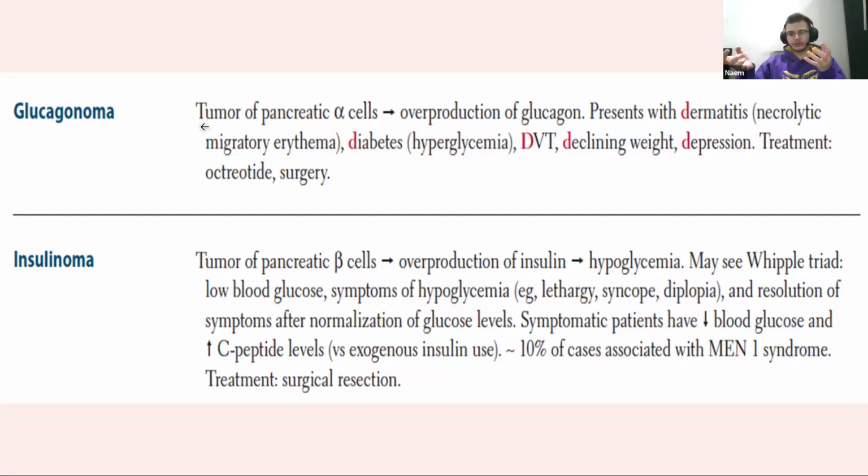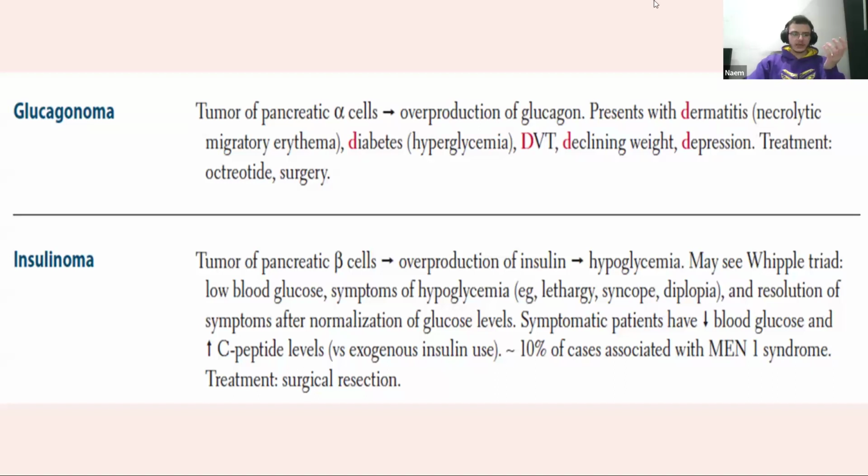Now, what does glucagon do? It increases the levels of glucose in the blood, right? So you're going to be hyperglycemic, with diabetes, DVT, declining weight, depression, dermatitis. I think what you need to know from these two diseases is that glucagonoma is basically a tumor of alpha cells. That means you're going to have overproduction of glucagon, which is going to put the body in a hyperglycemic state.